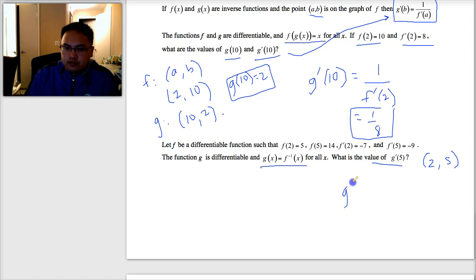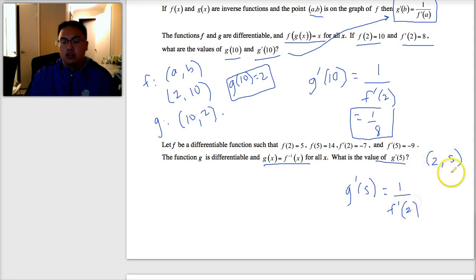G prime of 5 equals 1 over f prime a, and we just said a is 2. So remember, how did I get this? We were looking for g prime 5. In my formula, 5 is now b. Since I know 5 was b, I need to find what is a. Of all the things that are given to me, this is the only given where the y-coordinate is 5, which means a has to be 2. So now it's just another simple problem.